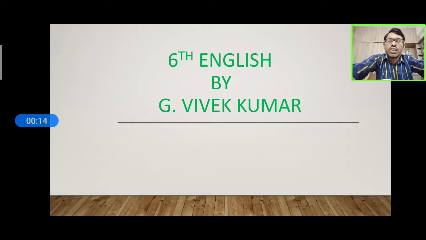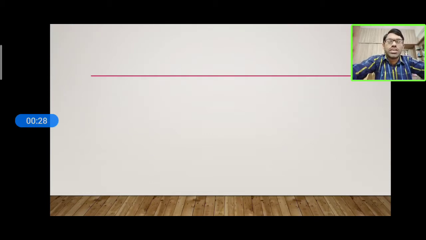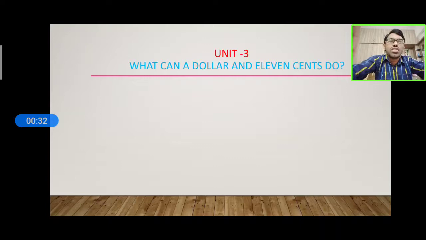So in the previous class we discussed the error passages. Today we are discussing Unit 3. We are entering into the next unit, and we shall see what it is. Unit 3 is: What can a dollar and 11 cents do?